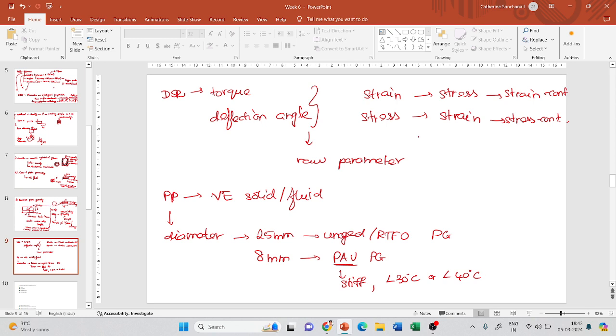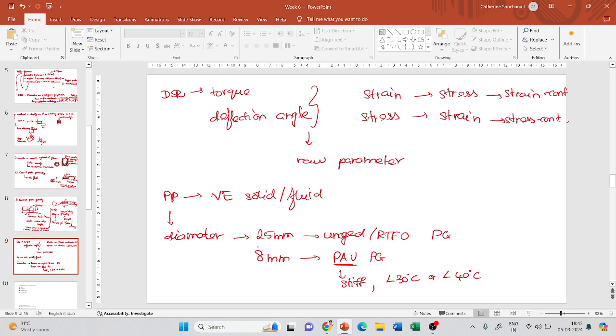So in that case, if I use a 25 geometry, my torque limit will be exceeded, and also there is something called compliance, which we will not talk about in this tutorial. If you want to know more about it, maybe you can post it in the discussion forum. So because of these reasons, we go with a lesser diameter when the sample is very stiff.